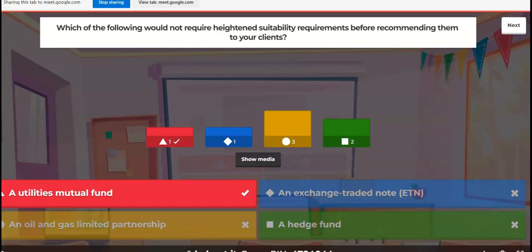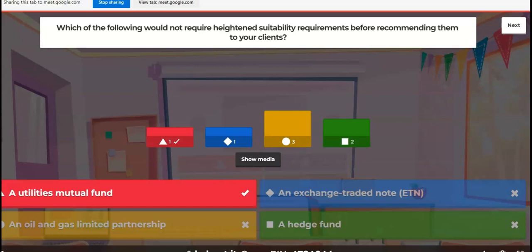A utilities mutual fund would not be an issue because it is a sector fund in a particular industry. Utilities is a more, let's say, conservative sector than other sectors, like the electric companies and stuff. And being in a mutual fund already gives you broad diversification.